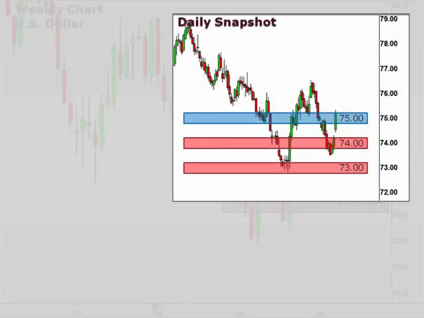resistance. Let's take a quick look at a daily snapshot of the U.S. dollar index, and we can see here that the daily chart reflects that significant move higher that took place on last Friday, closing just at that 75 level. Consolidation above 75 should confirm a continuation higher for the U.S. dollar against most of the major currencies.